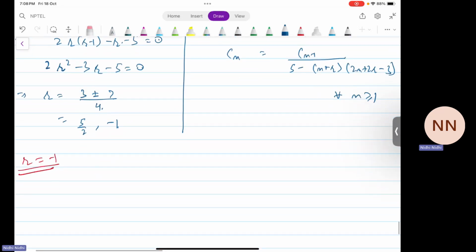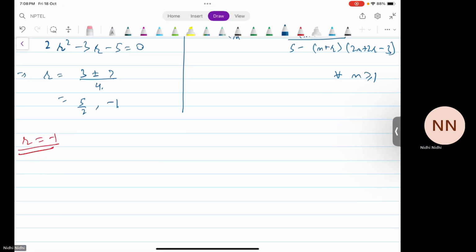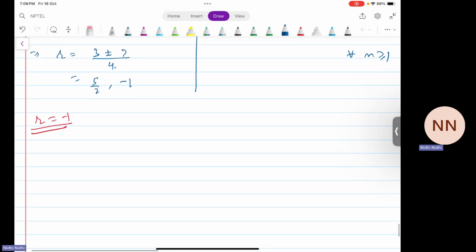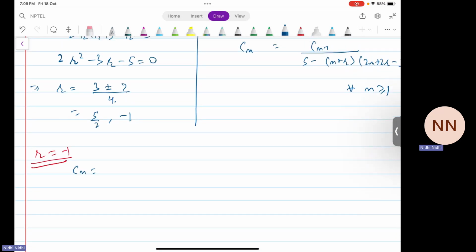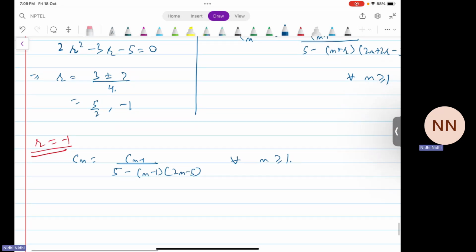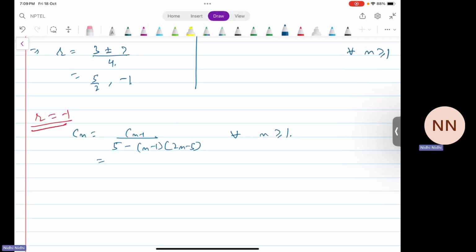n equals 0 gives C naught. For r equals minus 1, we will get Cn equal to C(n-1) divided by n(n-7)... simplifying, Cn = C(n-1)/(n(n+5))... for every n greater than or equal to 1.